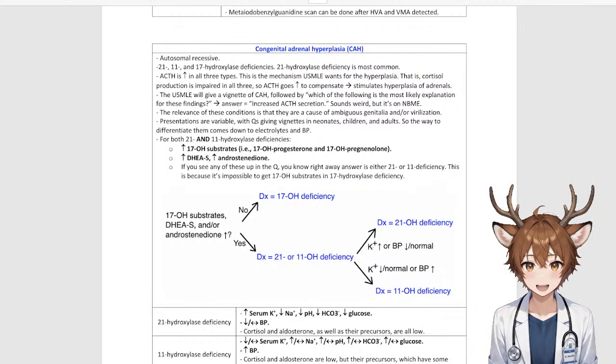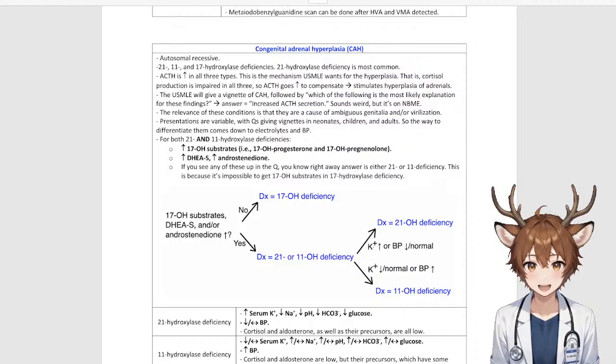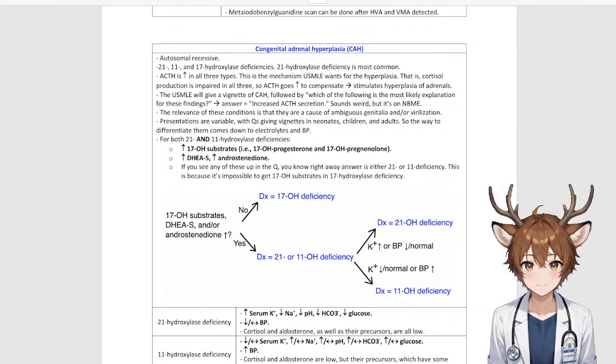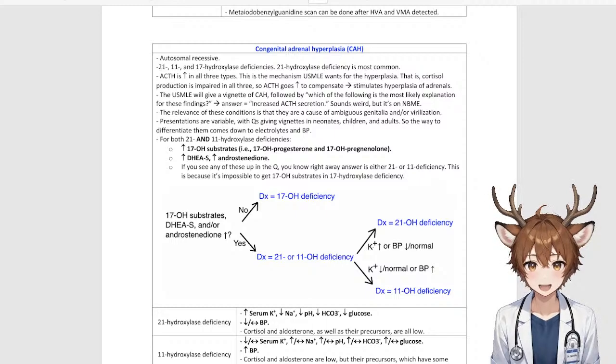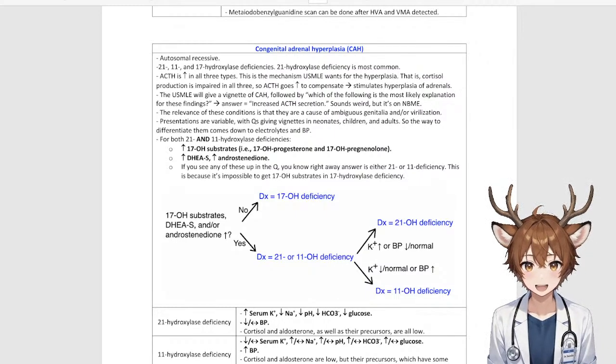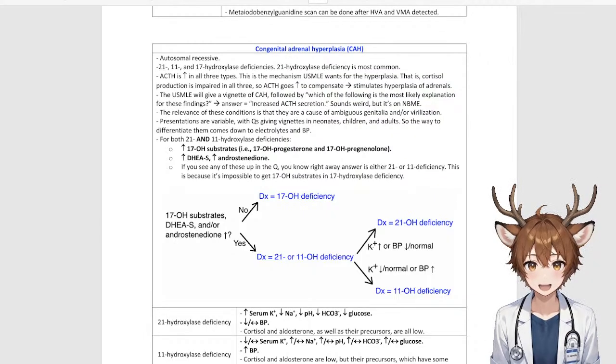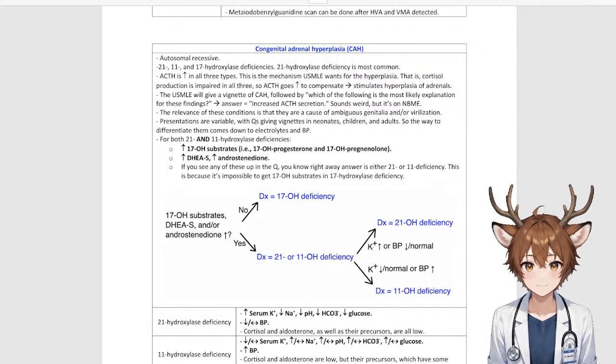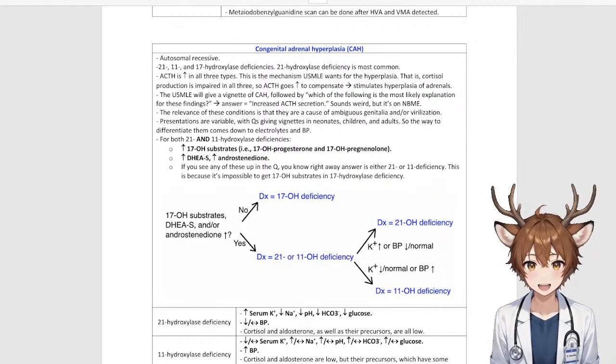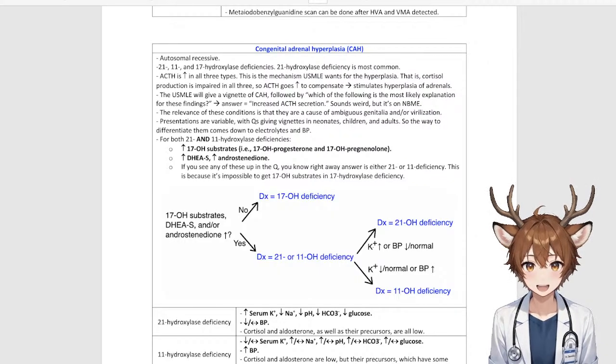For both 21 and 11 hydroxylase deficiencies, 17-hydroxy substrates, i.e. 17-hydroxyprogesterone and 17-hydroxypregnenolone, are elevated, as are DHEA-S and androstenedione. If you see any of these up in the question, you know right away the answer is either 21 or 11 deficiency. This is because it's impossible to get elevated 17-hydroxy substrates in 17-hydroxylase deficiency. Fair enough. Are the 17-hydroxy substrates, DHEA-S, and/or androstenedione elevated? If they're not, the diagnosis would be 17-hydroxylase deficiency. If they are elevated, then it's either 21 or 11.